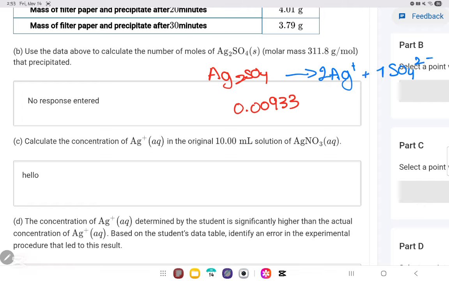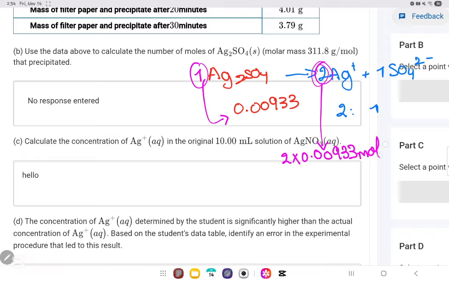So my ratio is going to be what? It's going to be 2 to 1, where Ag+ is 2 and SO4 2- is 1, right? So that means if 1 Ag2SO4 gave me 0.00933 moles, then how much will 2 Ag+ give me? It will give me 2 times 0.00933 moles.